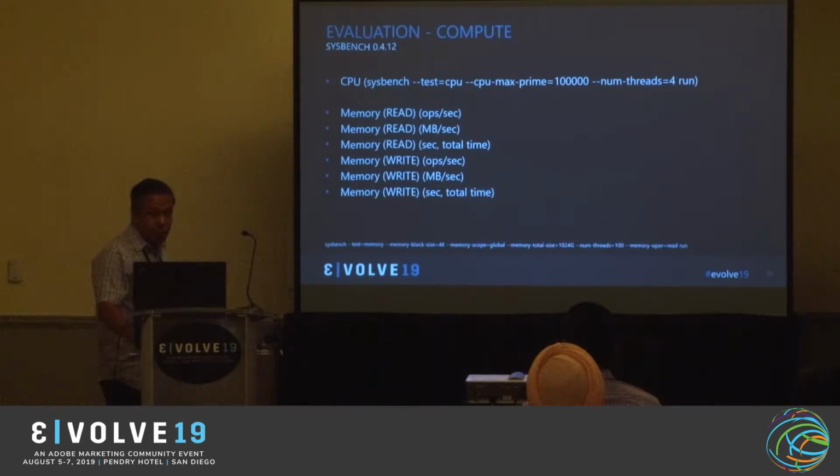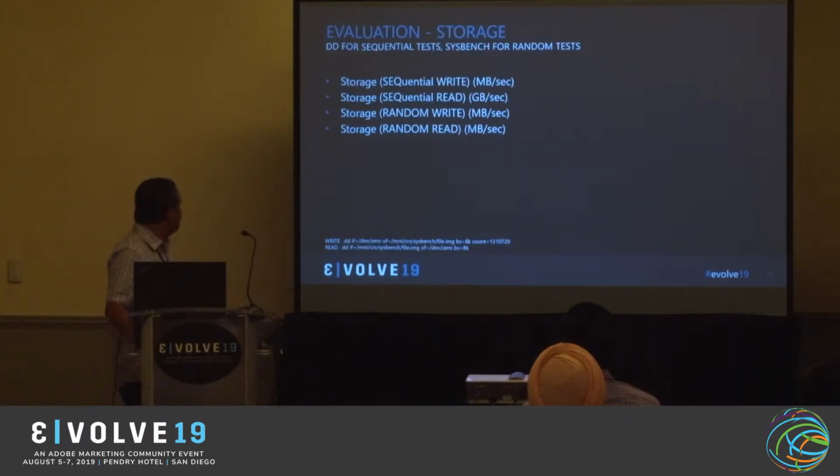As part of our own evaluation of Azure, we did a whole series of tests all the way down to the infrastructure. We used Sysbench to test the CPU performance, memory performance, and storage performance. When it comes to storage, there are two different types of workloads, right? There are sequential writes and reads and random writes and reads. So we used two different tools for that. For sequential tests, we used a tool called DD in Linux, and the random tests were done on Sysbench.